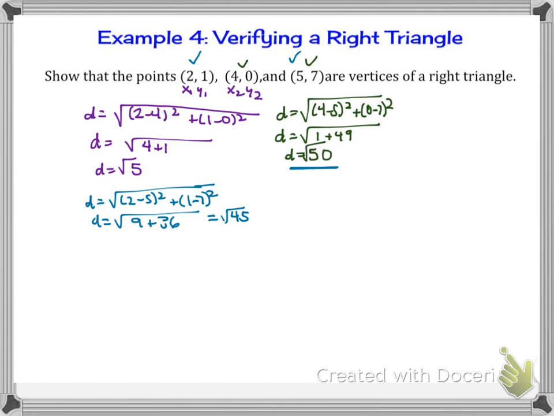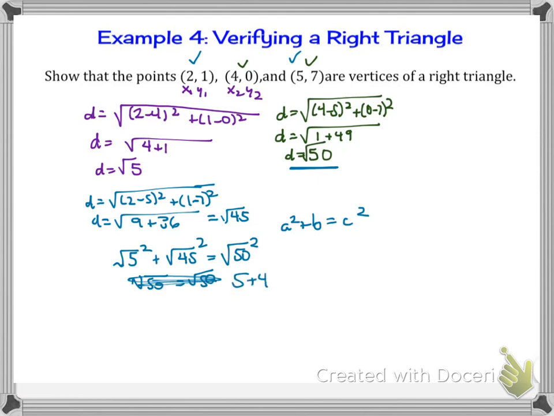So remember that when you have a squared plus b squared equals c squared, then you know it's a right triangle. So we have to do that. Square root of 5 squared plus the square root of 45 squared. Does that equal the square root of 50 squared? And yes, I'm sorry, not square root of 50, but 5 plus 45 equals 50, not square root. So 50 equals 50, and so therefore this is a right triangle.